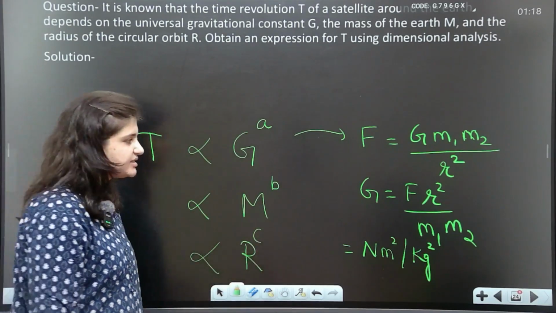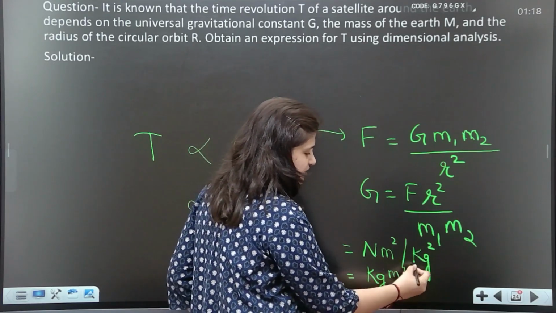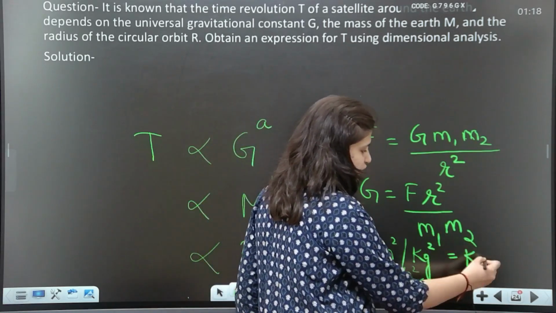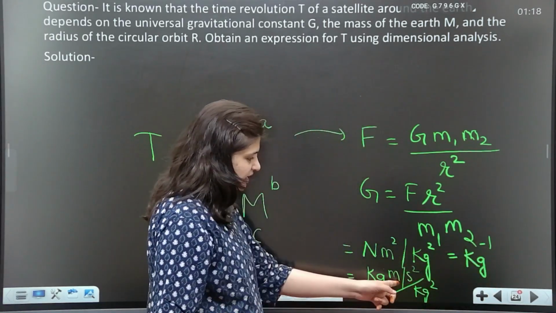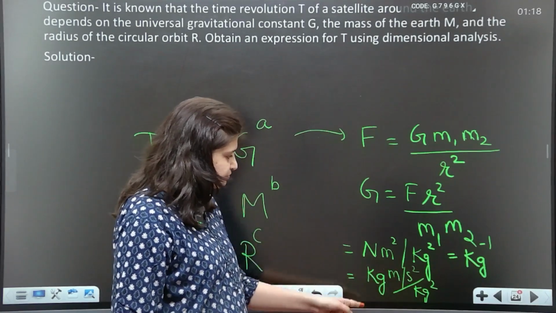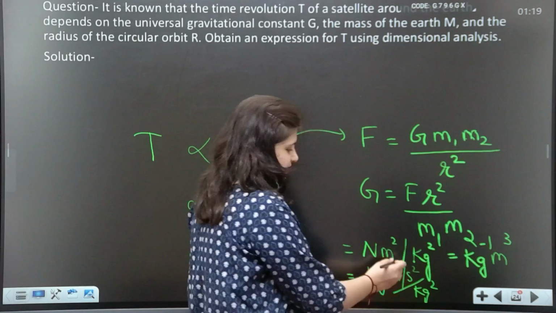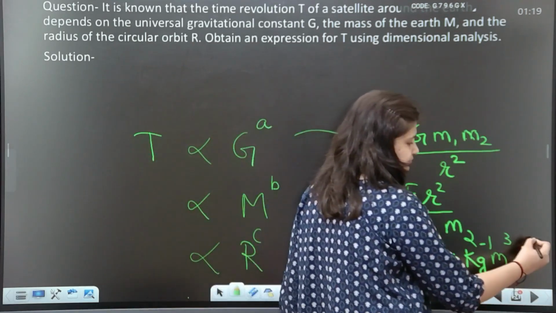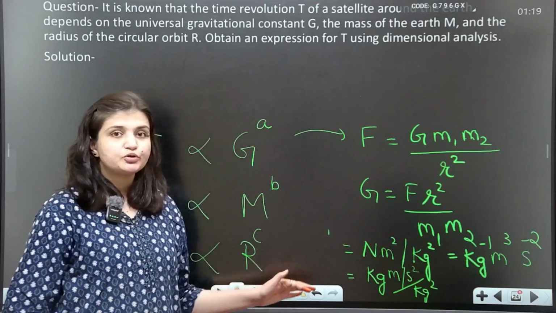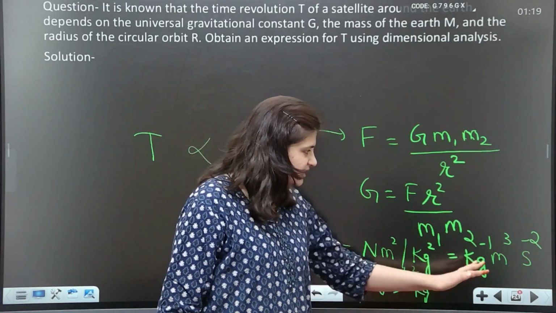So what can we write it as? This is Newton, this is kg meter per second square, upon kg square. So it comes out to be kg to the power minus 1, and then we multiply further: kg meter per second square times meter square gives meter cube, and then we have second square. So we have kg per kg square, which is kg to the power minus 1, then meter cube per second square.